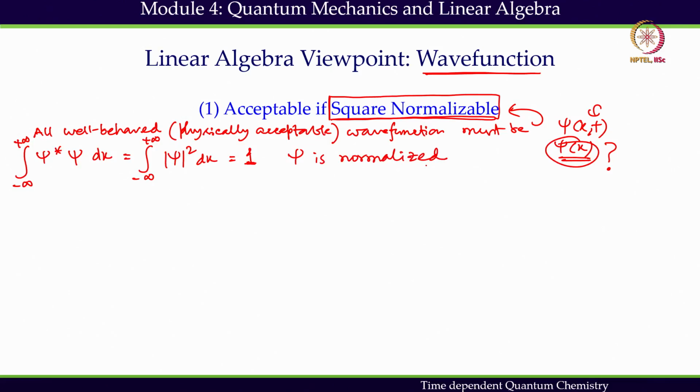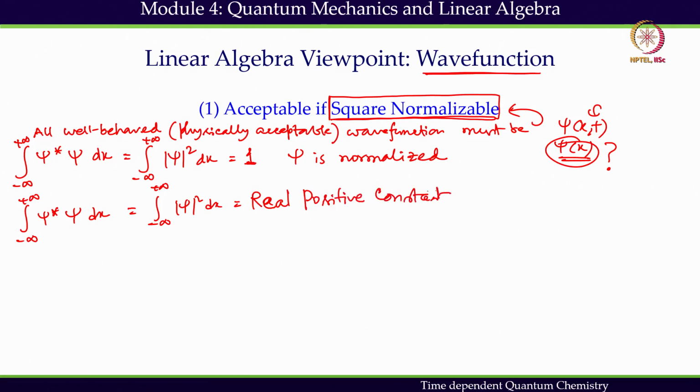But psi may not always be normalized, and we have to make it normalized. Even if it is not normalized, it is still acceptable in quantum mechanics, as long as this integral from minus infinity to plus infinity becomes a real, positive constant and must be less than infinity.